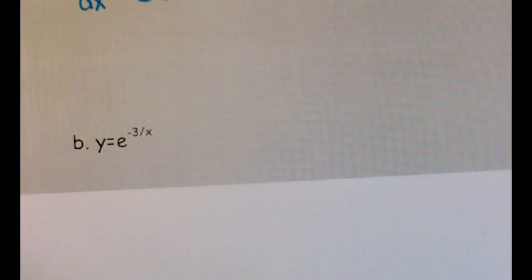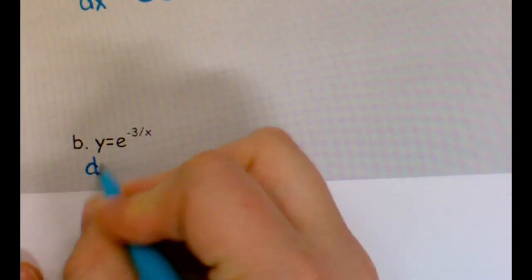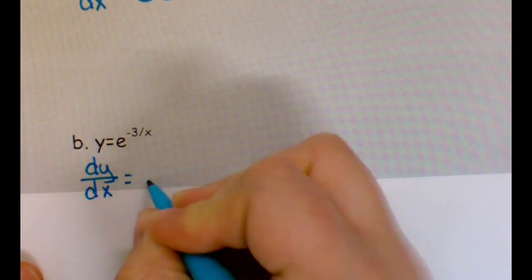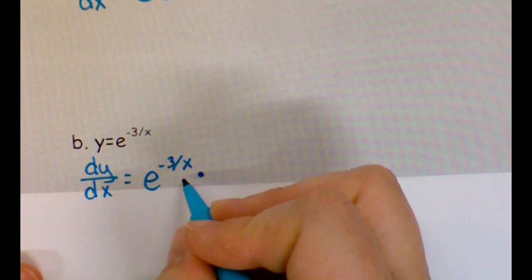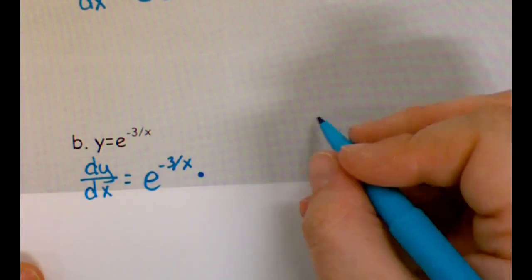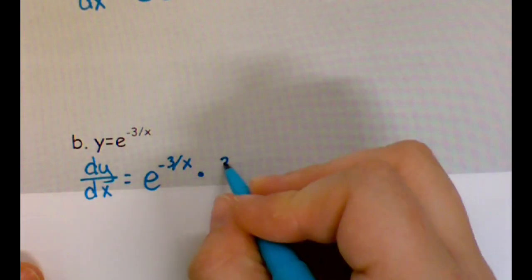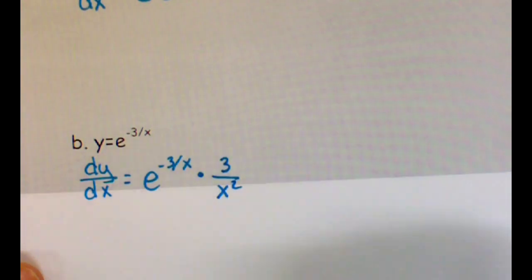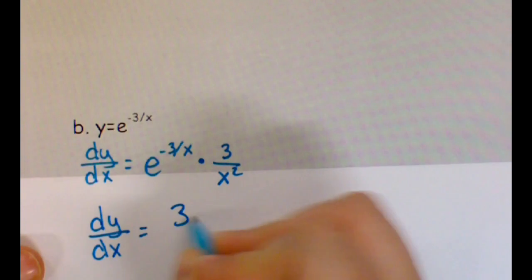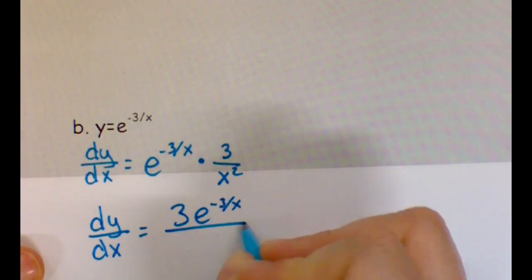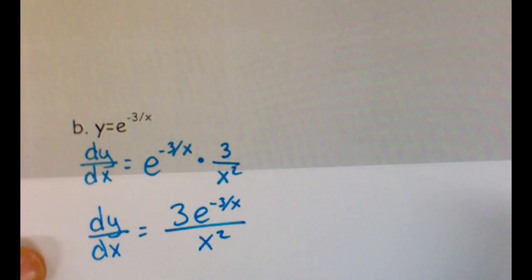y equals e to the negative 3 over x. Well, the derivative is e to the negative 3 over x times the derivative of that exponent. The derivative of negative 3 over x is positive 3 over x squared. So, cleaned up a little bit, our derivative is 3e to the negative 3 over x, all over x squared.